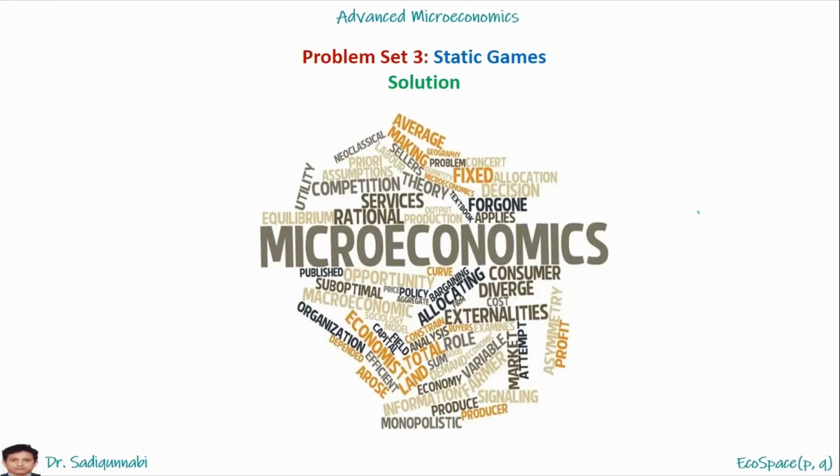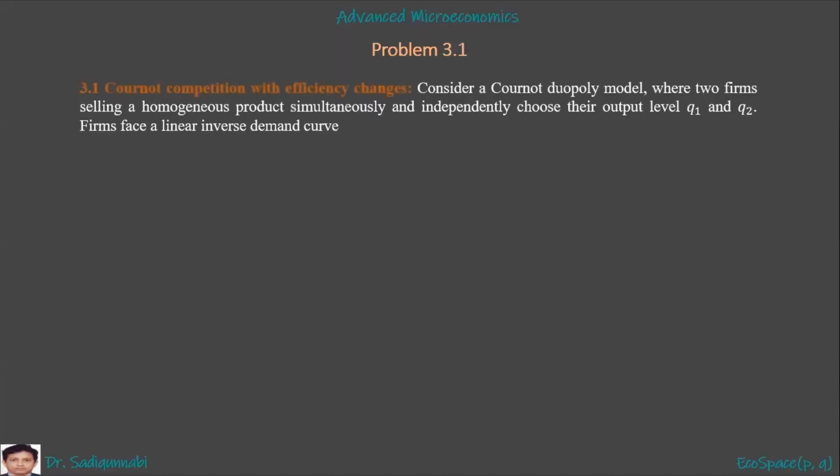Welcome to my problem solving class of Advanced Microeconomics. Today we are going to solve problem set 3, which is on static games. So let's get started. First problem is 3.1, Cournot competition with efficiency changes.